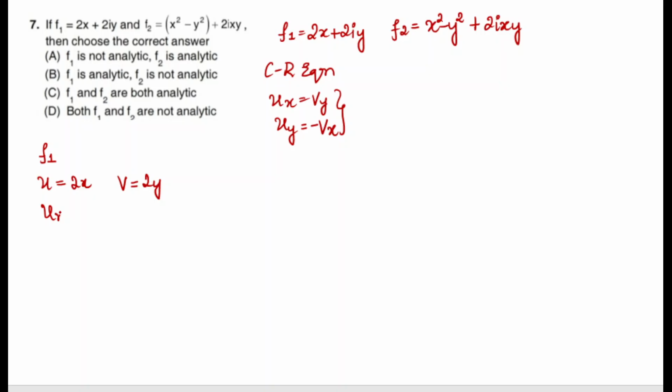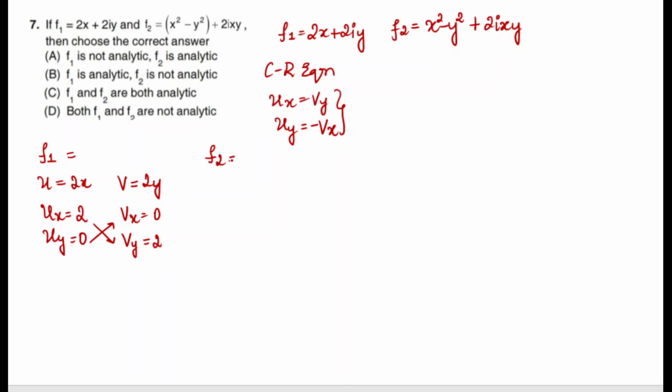That is ux equal to 2, uy equal to 0, vx equal to 0, and vy equal to 2, right? Now from the CR equation, f1 obeys that is ux equal to vy and uy equal to minus vx. So f1 is an analytic function. Okay, let us see for f2, then we shall tick to the options.